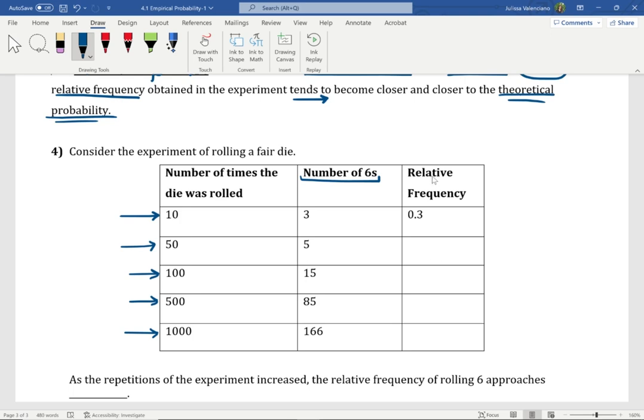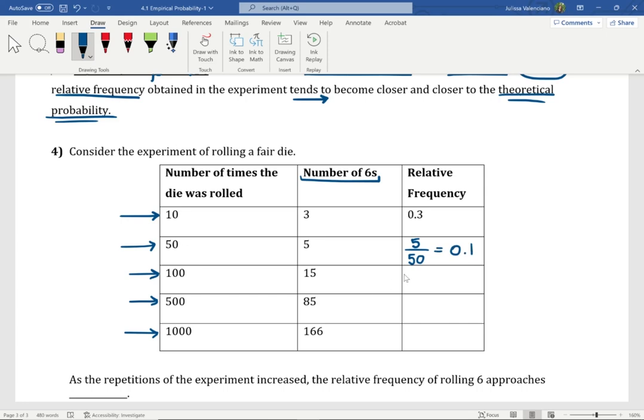Here on the third column, we're going to write the relative frequency, which represents the probability of rolling a 6 in each of these scenarios. The relative frequency for a 6 is 3 out of 10 for the first row. For the second row, when the experiment is repeated 50 times and a 6 shows up 5 times, the relative frequency is 5, the number of times we saw a 6, divided by the number of times the experiment was repeated, which is 50. This is equal to 0.1.